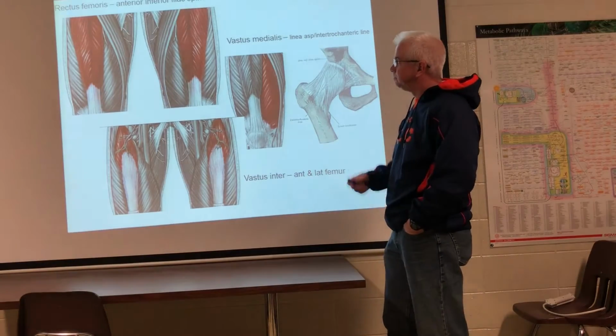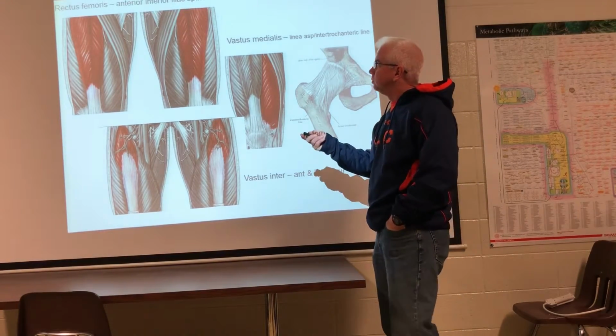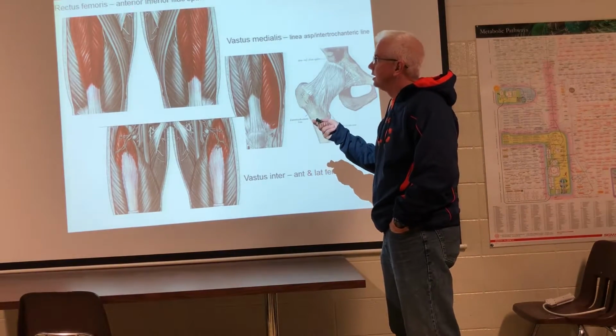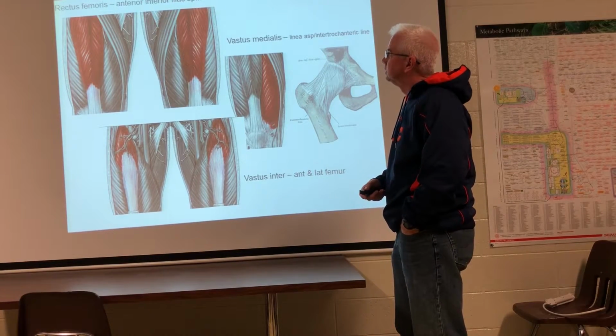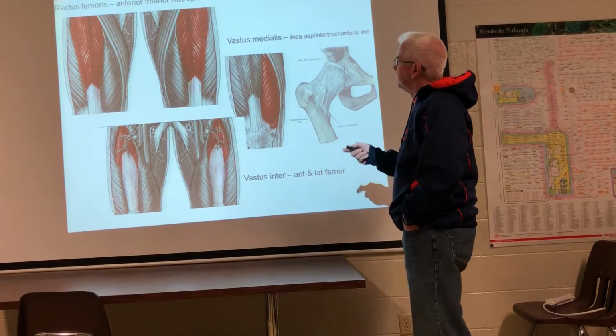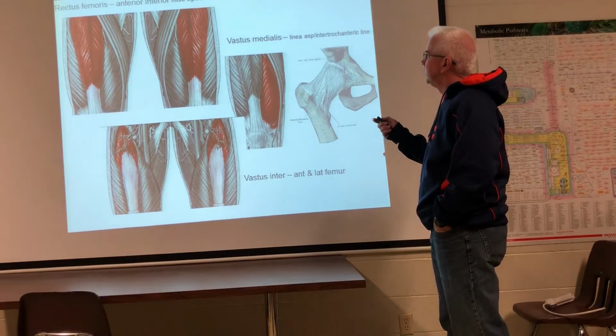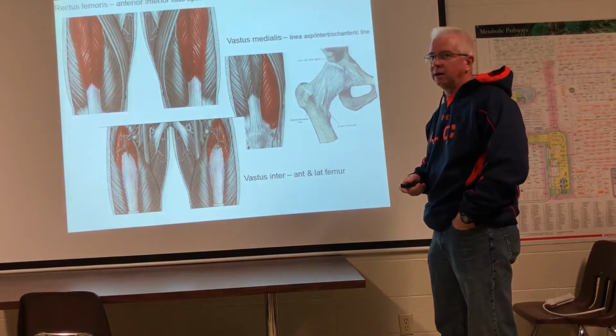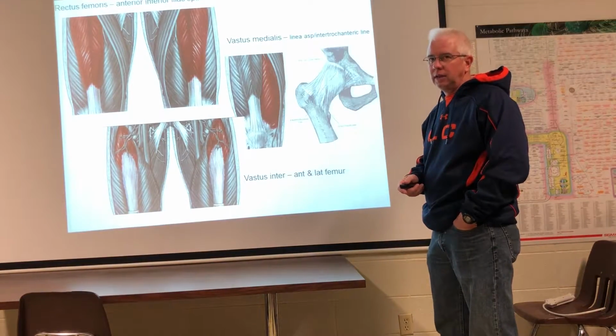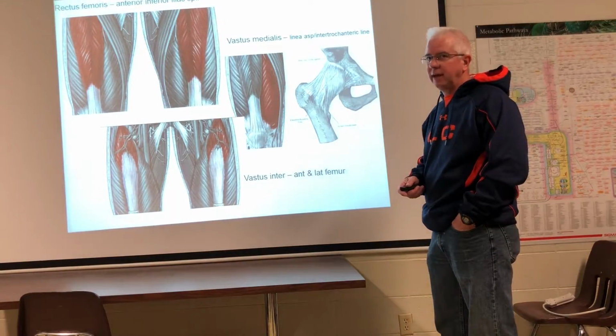Now all these say it. The rectus femoris attaches to the anterior inferior iliac spine, just below the attachment of the sartorius, just inferior to it. The medialis, as I told you, attaches to the linea aspera and the intertrochanteric line. The intertrochanteric line, can I say that?